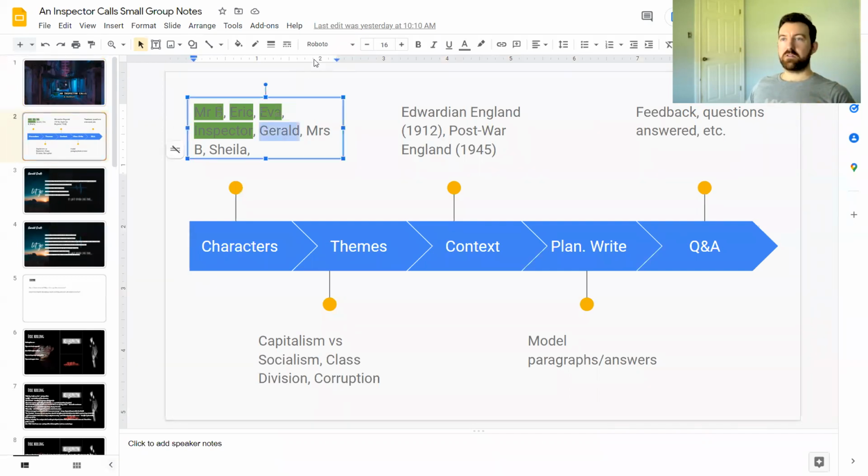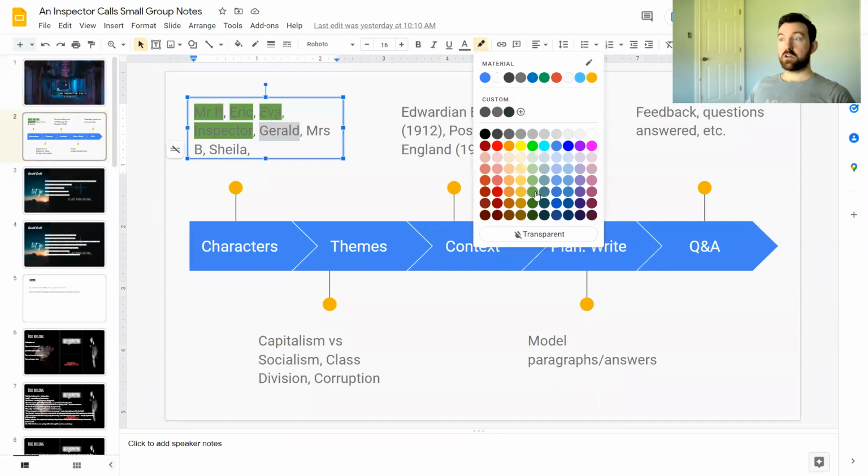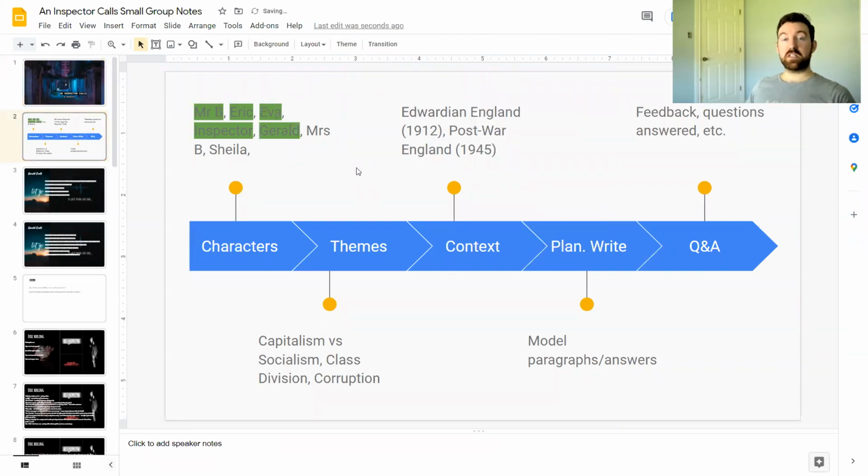So if you haven't seen any of those previous videos, I highly recommend looking at them if you're sitting this exam this year or next year or the year after, because what I'm doing is giving you loads of key quotes, model paragraphs, things that you need to excel in your exams. So let's dive straight in.